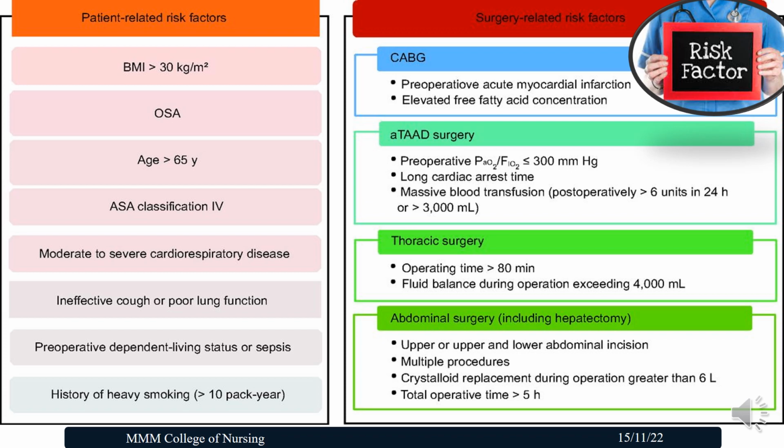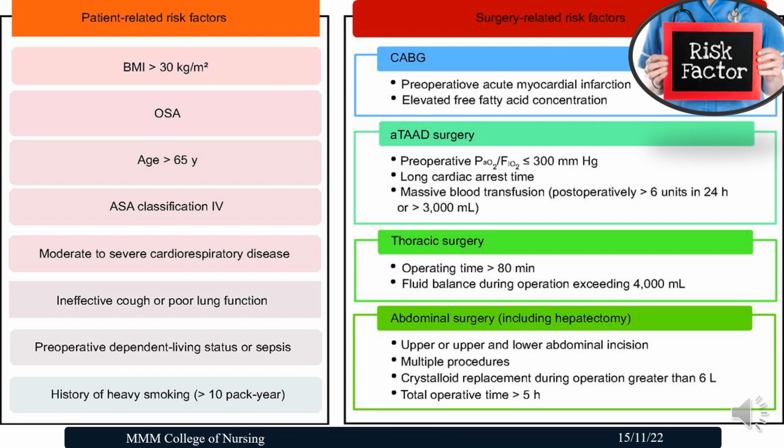The risk factors for hypoxemia can be classified into two: patient-related risk factors and surgery-related risk factors. What are some of the risk factors from the patient side? If the BMI is more than 30 kilograms per meter square, or the patient has obstructive sleep apnea, or the age of the patient is more than 65 years, or the ASA classification is 4. ASA classification is from the American Society of Anesthesiologists. They have classified patients into four categories.